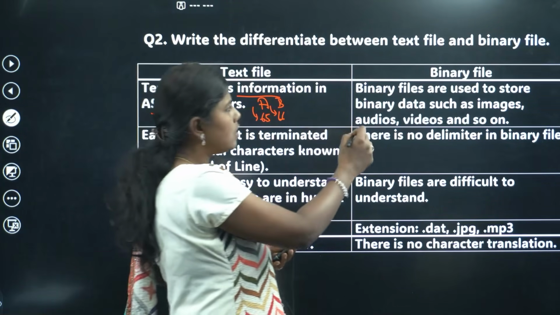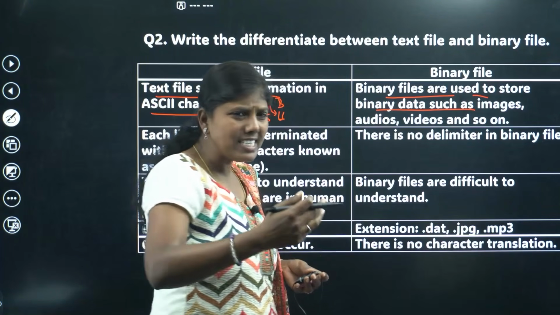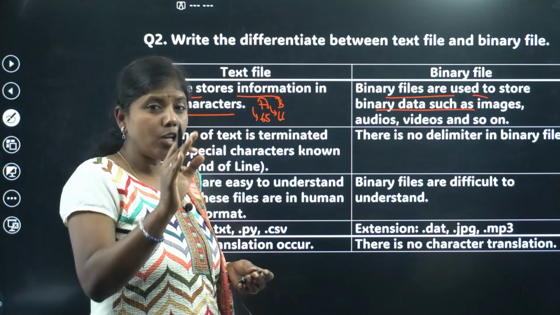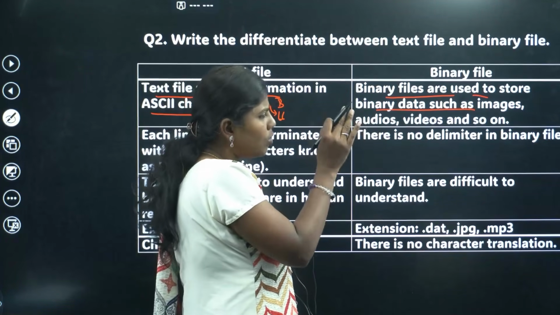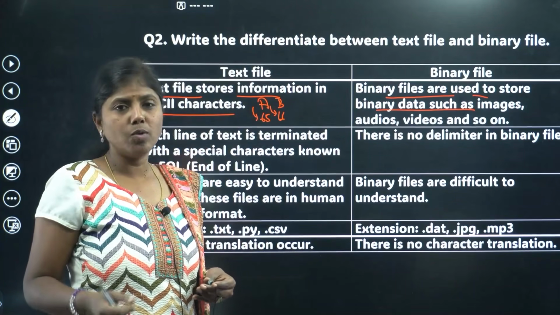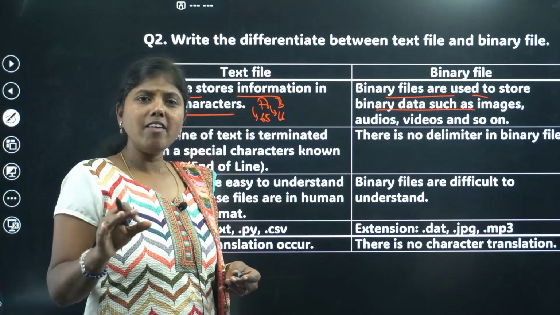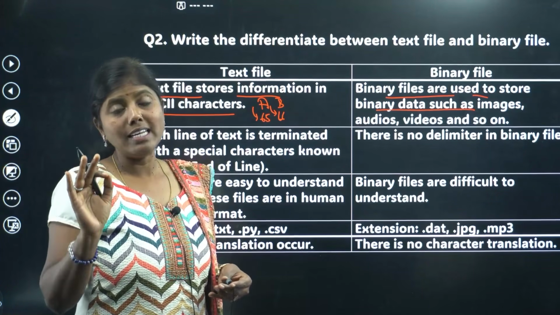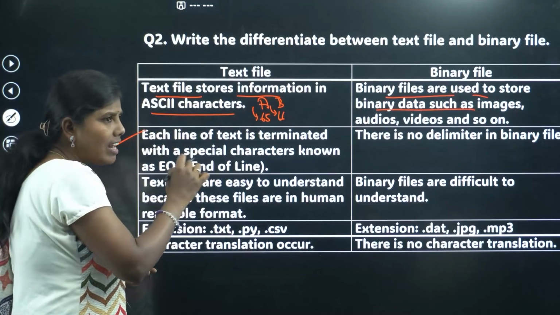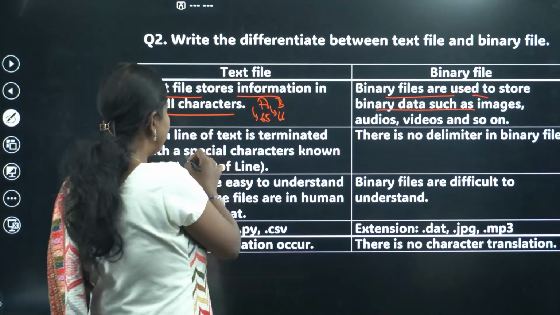How will the characters be stored in a binary file? The characters will be stored as they are held in memory. That means it's not going to follow ASCII code as such. It is going to be stored in binary, in the form of bytes, that is, zeros and ones only. Examples are audio, video, or an image. Everything is an example of a binary file. What is the next difference? In a text file, each and every line of text is ended by a delimiter called end of line.